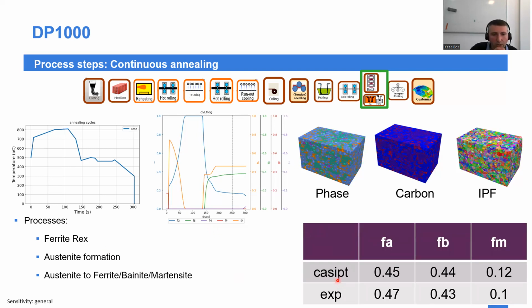Just before I get to that bainite model, I do want to show how good we are able to reproduce this. So here we see the phase fractions as predicted by the CASIPT model for this specific cycle, and the experimentally observed phase fractions are, as you see, quite close to this. So that's quite encouraging, it shows that we can describe this with good accuracy.